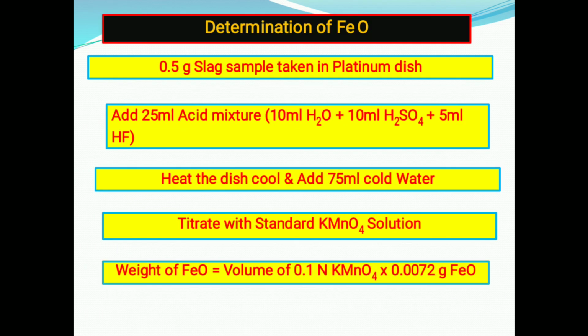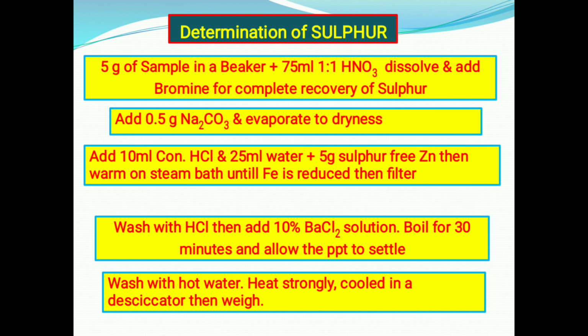Just recall it. For the determination of iron oxide, what should you do? Take the sample, dissolve it in the acid mixture, add cold water, then titrate it against KMnO4 solution. This is the direct titration with KMnO4, because iron is in the form of iron(II) and potassium permanganate reacts with it. Next, determination of sulfur.